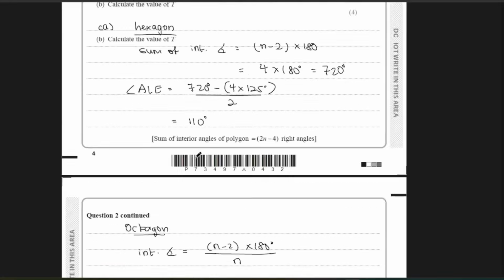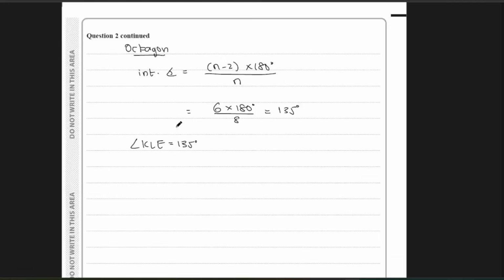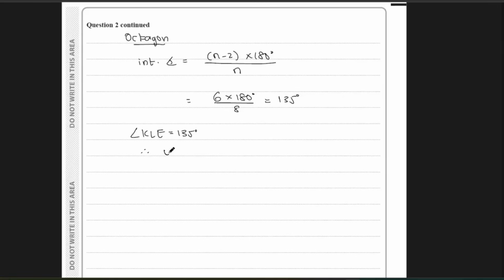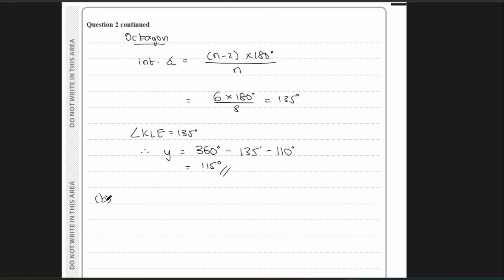Now we can calculate angle y because we can subtract 110 degrees and 135 degrees from 360 degrees. So y is equal to 360 degrees minus 135 minus 110. This gives us 115 degrees. And that's the answer for y, 115 degrees. Let's look at question B.